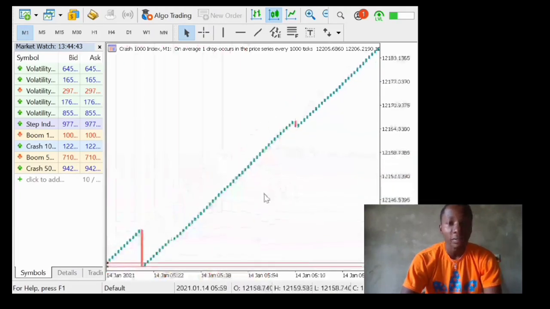The same thing follows. You wait for the market to spike again. Look here, it spikes downwards. As it spikes downward, what do you do? You enter a buy order.